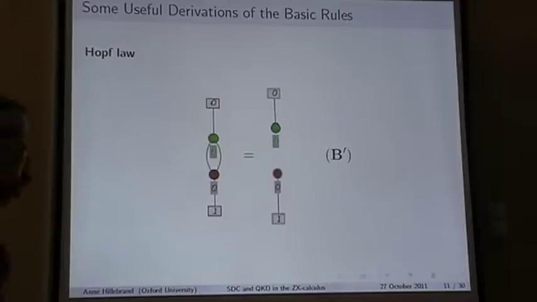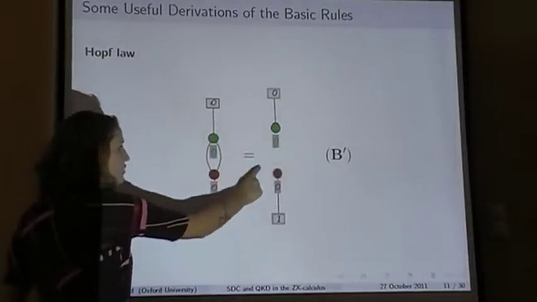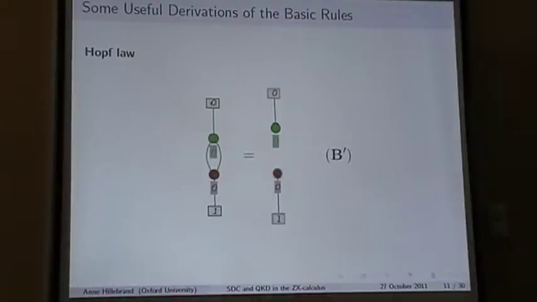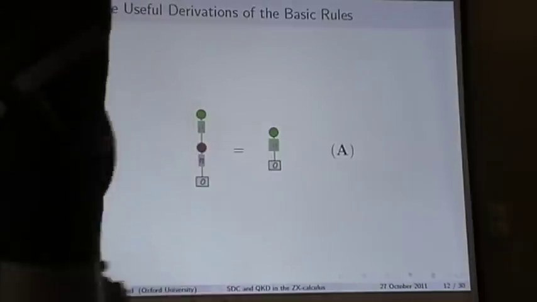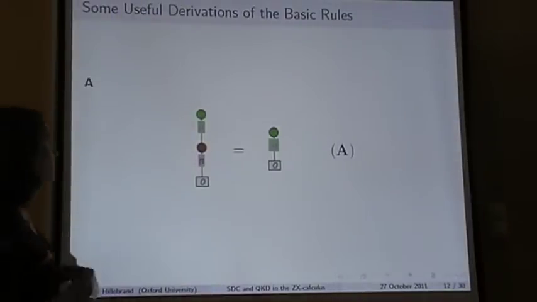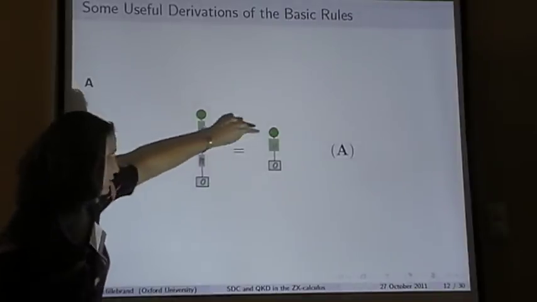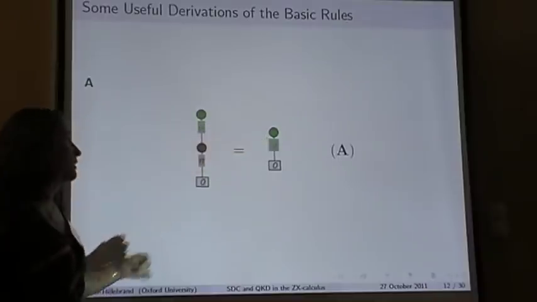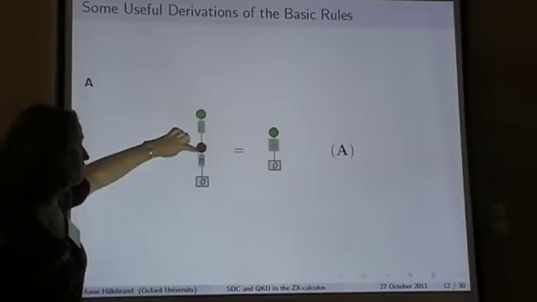There's a rule that we can derive from this. It's called the Hopf law. Basically it means if we have a construction like this, these two connections will disappear. It's not that hard to derive, but I don't think we'll have time for that here. And another rule that we can derive, I've called this the A rule. It doesn't really have a name. If you have an alpha here and a pi here, the pi will disappear and we get a minus here. And you can also do this with the colors reversed, of course. So this one's green and this one's red.